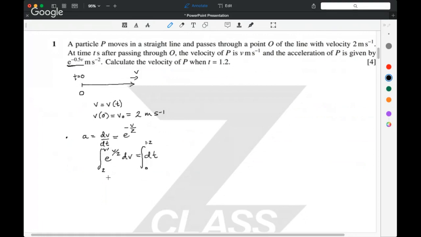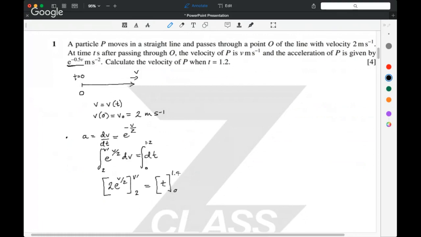So these are pretty easy things to integrate. So we get 2 e to the v over 2 from 2 to v prime. That's just the way you integrate an exponential. And this is equal to, well, this is just the integral of 1, which gives us t, evaluated between 0 and 1.2.